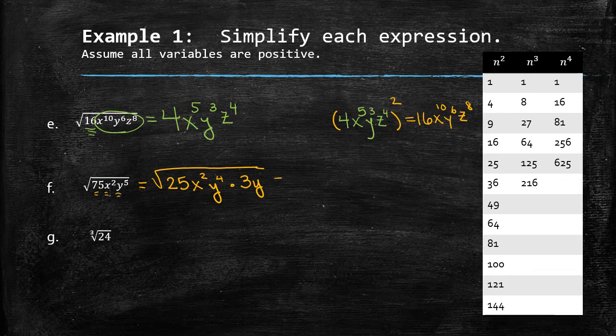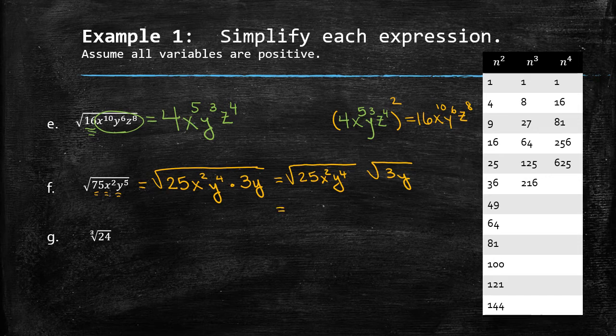Okay, so again, I like to write it this way. That way everything with the perfect square is together. So 25x squared y to the 4th is under the radical, and that's going to work out nicely. And then I'll be left with the square root of 3y at the end.